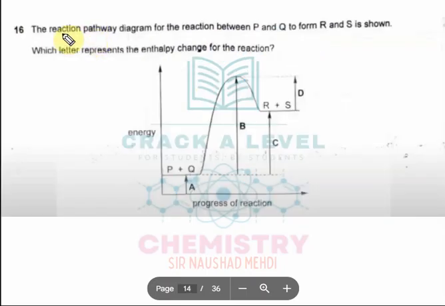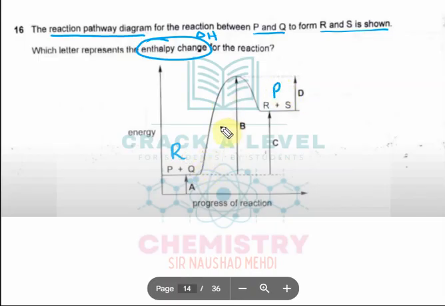The reaction pathway diagram for the reaction between P and Q to form R and S is shown. Which letter represents the enthalpy change? Okay, so enthalpy change is your delta H. So this is the energy profile diagram. Over here you all know that these are the reactants, these are the products. So from reactant to product, this is your activation energy, and the difference of the energy between the reactants and products is called the enthalpy change. Okay, so option C is the correct answer, which is representing the enthalpy change delta H.